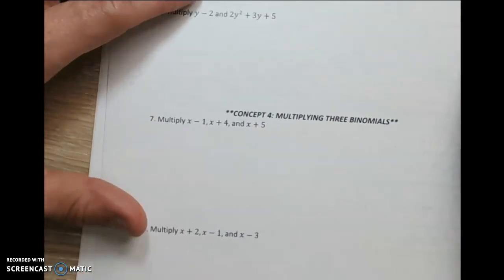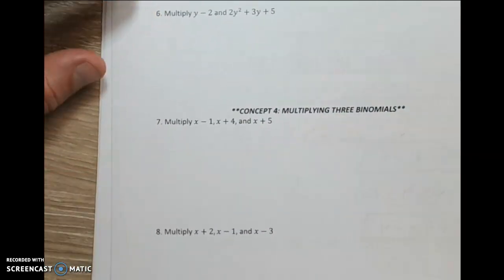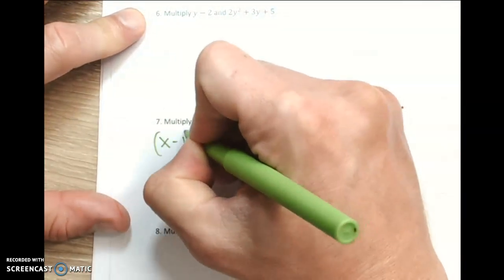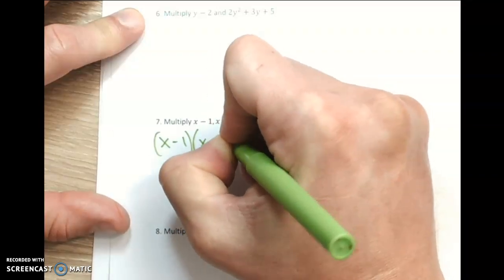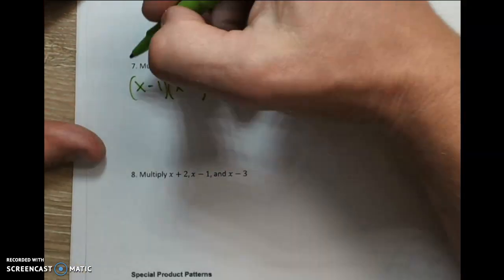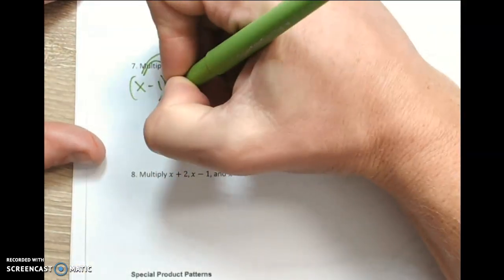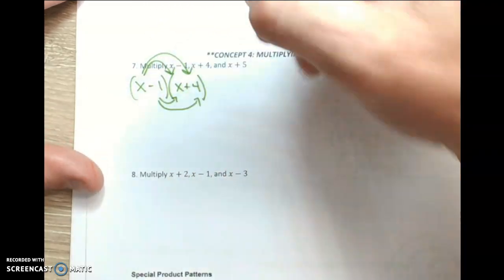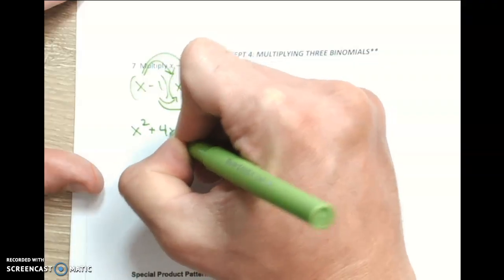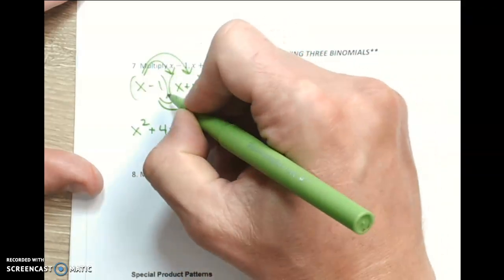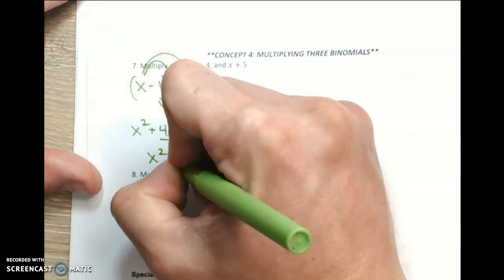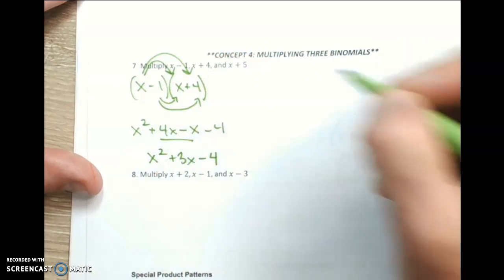Multiplying 3 binomials. Well, in this case, I really have the x minus 1 times the x plus 4. It doesn't matter which order, but I'm going to take 2 binomials first and multiply them via FOIL: first, outside, inside, and last. So I get x squared plus 4x minus 1x, or minus x, minus 4. Combine my middle terms right there. I get x squared plus 3x minus 4.